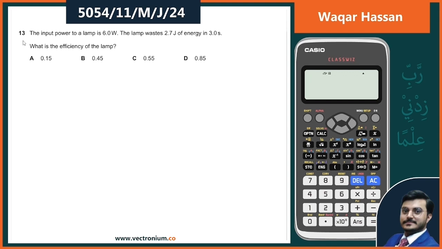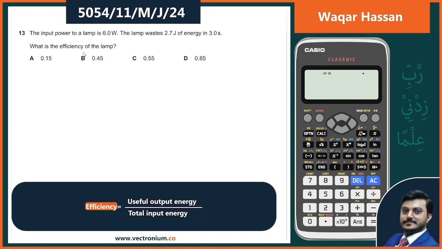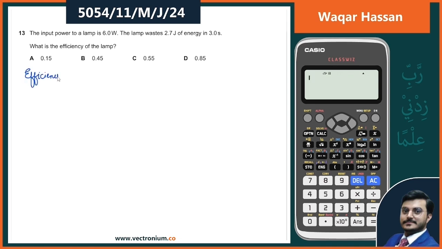Question number 13. The input power to a lamp is 6.0 watt. The lamp wastes 2.7 joule of energy in 3.0 seconds. What is the efficiency of the lamp? So let's begin with the definition of efficiency. It is defined as the ratio of useful output energy to total input energy.